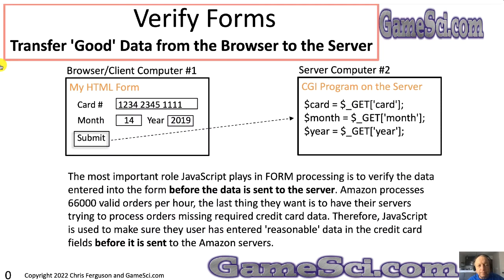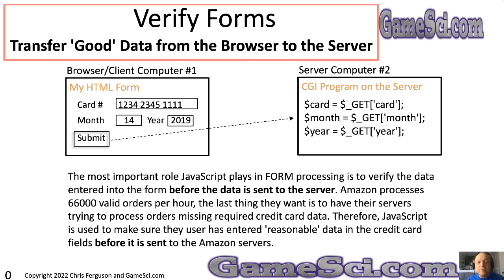Verify forms. Now let's transfer good data from the browser to the server. The most important role JavaScript plays in form processing is to verify the data entered into a form before the data is sent to the server. Amazon processes 66,000 valid orders per hour. The last thing they want is to have their servers trying to process orders missing required credit card data. Therefore, JavaScript is used to make sure that the user has entered reasonable data in the credit card fields before it's sent to the Amazon servers.